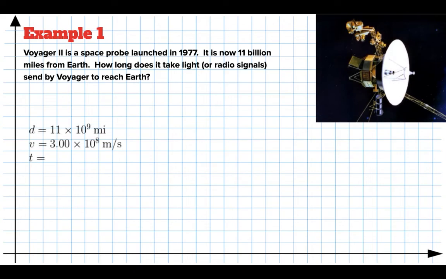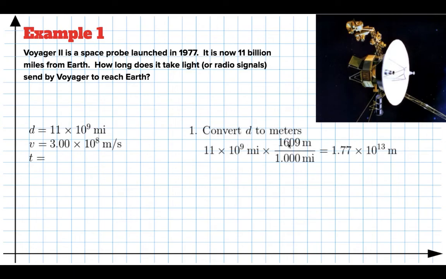So here's what we know. We know the distance from Voyager to the Earth is 11 billion miles. And remember, billion is 10 to the ninth. And that's in miles, so we're probably going to have to convert that to meters because our velocity is in meters per second. So first thing we're going to do is convert the distance to meters. We know there's 1,609 meters in a mile, and since we're starting with miles, we need this in the bottom. So that's going to do a conversion for us. So it's 1.77 times 10 to the 13th meters.